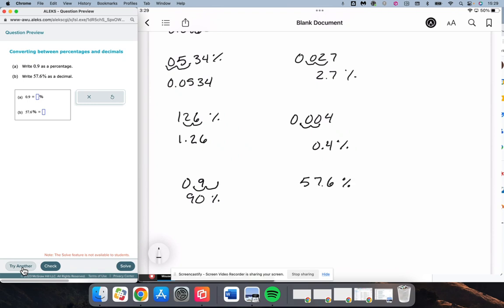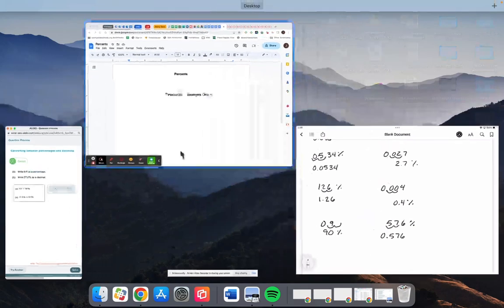57.6%. We're going to be pushing those decimal places back into this number to the left. So 1, 2. We get 0.576 as our decimal equivalent. 0.576. All right, that's it for that one.